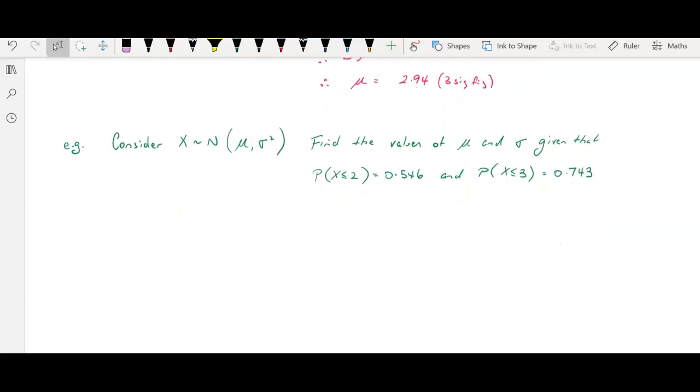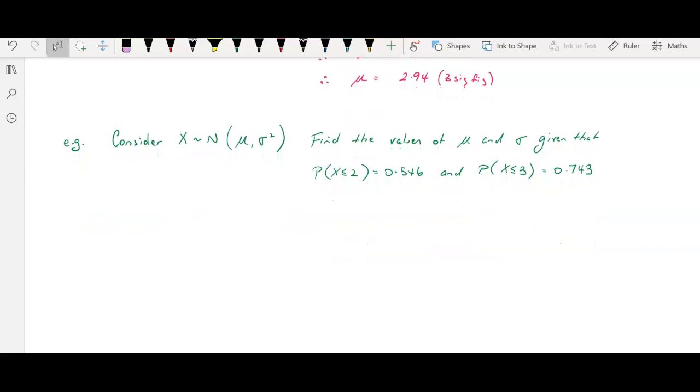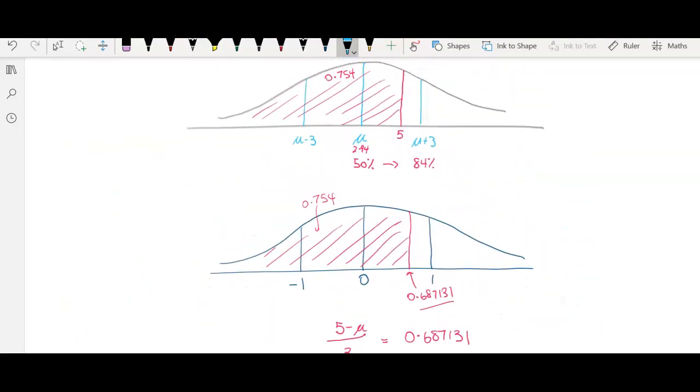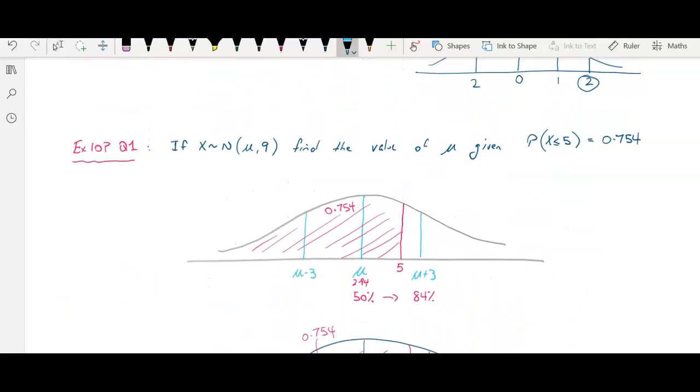Okay, last example. We've got random variable x distributed normally, mu and sigma. In this case, we don't know either of them. However, we have 2 bits of information to compensate. We've got 2 bits of information here, whereas in this previous example, we knew one of them, but we only had 1 piece of information in order to find the other one. So that's what you can expect as a setup.